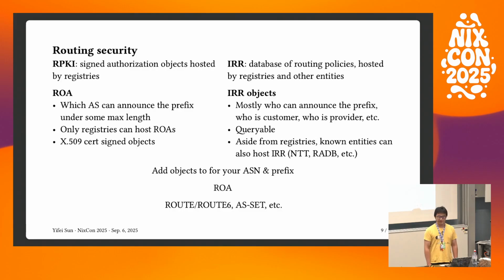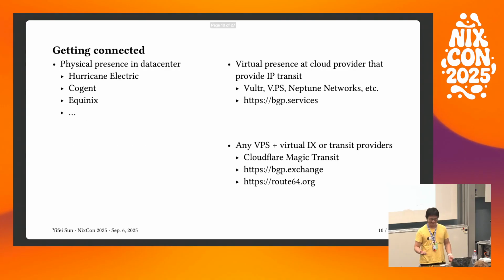To set up routing security, there are 2 sides. One is the RPKI stuff. You add ROA objects, which means route origination authorizations, which means which ASN can announce which prefixes, and they're based on an X509 chain of trust. And IRR is a query language, and you add IRR objects into trusted databases like NTT, RADB. Yeah, that's simple. But you have to do it.